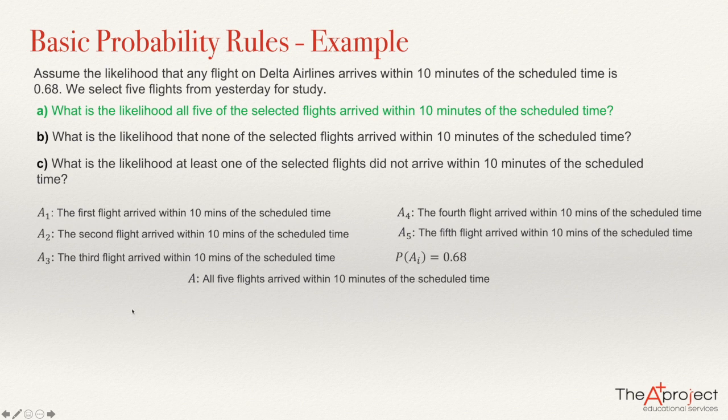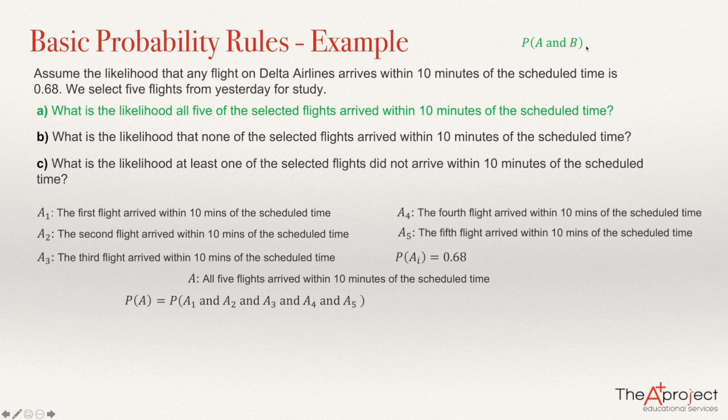So instead of writing probability of A, I will be writing the probability of A1 and A2 and A3 and A4 and A5. And we know that when we have independent events, the probability of A and B, let's type here the formula for the probability of A and B when the 2 events are independent.